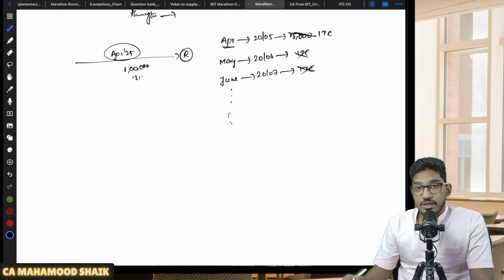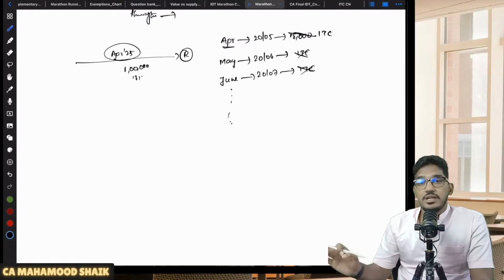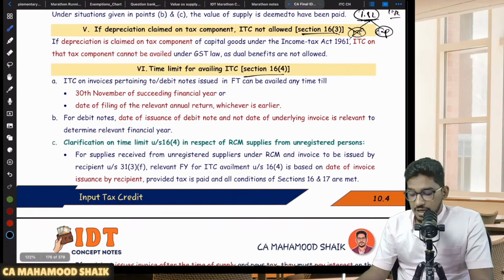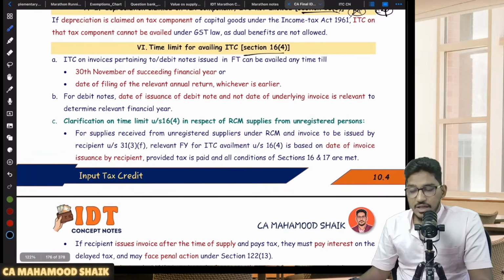Like this, how long, sir? Can I claim after 2 years? Can I claim after 3 years? No, there is one time limit. So there is a maximum time limit within which you are required to claim that input tax credit.